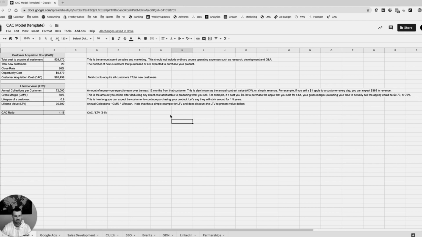So the way it's broken down, you have your overall customer acquisition cost. That's what this sheet is about, and I have it broken down by channel. I'm pulling the numbers, and I would recommend doing this: pull these numbers directly from the income statement overall.